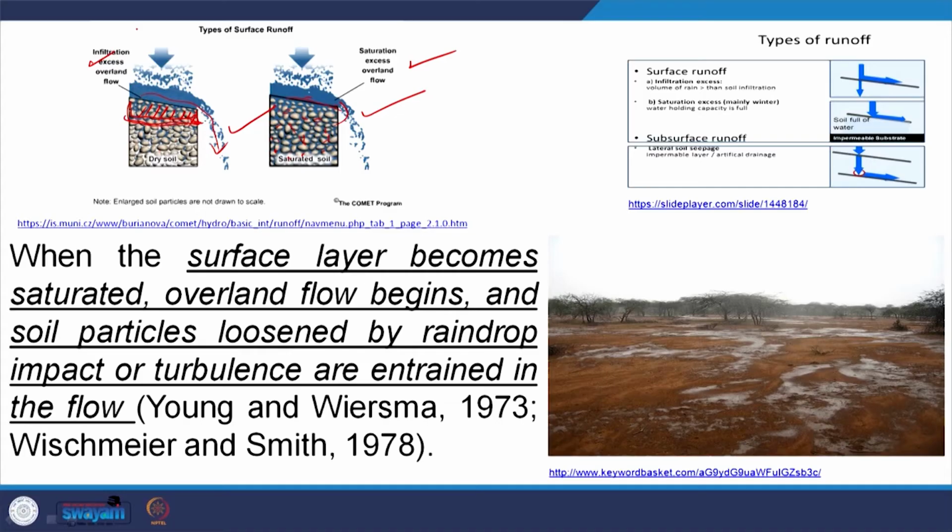So, this Hortonian overland flow and this saturation overland flow, irrespective of their origin, are contributing to the surface flow of water. When the surface layer becomes saturated, overland flow begins and soil particles loosened by raindrop impact or turbulence are entrained by this flow. So, now we have water which is flowing and sediment, or soil and sand particles, entrained through runoff. So, that means now we have water as well as sediment flowing together.